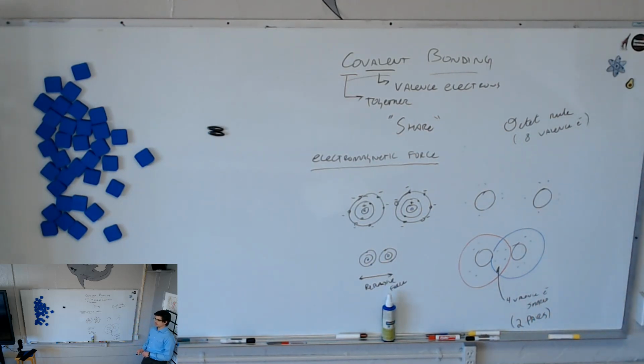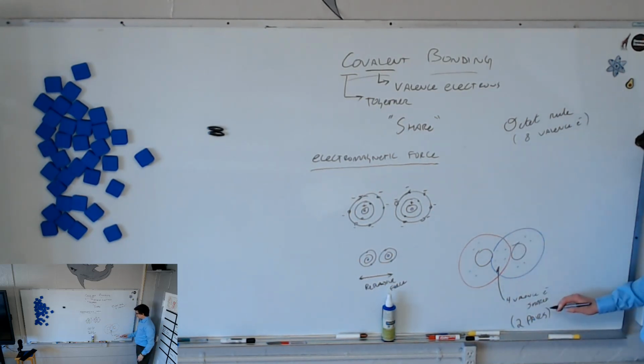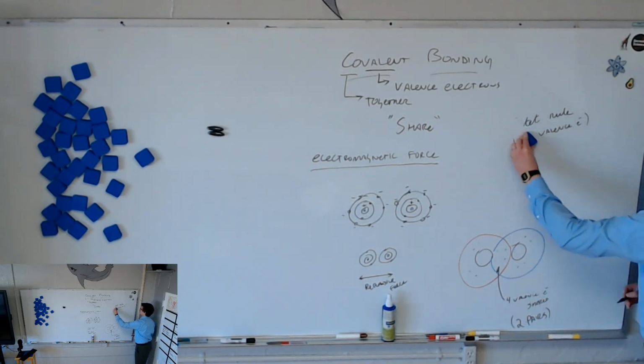Let's do another example here. What did I say? 4 valence electrons shared, and that's 2 pairs. You see it on the screen? Yeah. I'm going to erase this too.